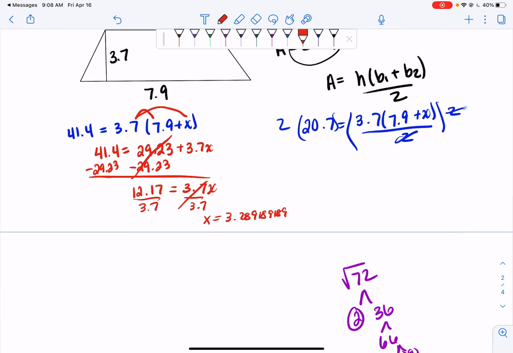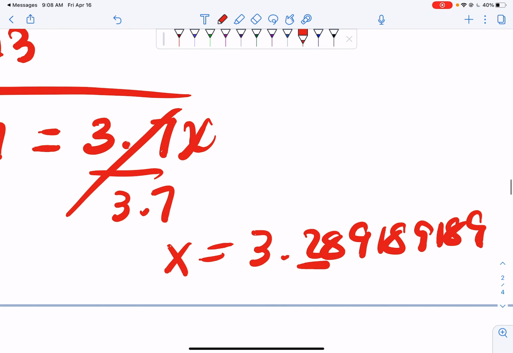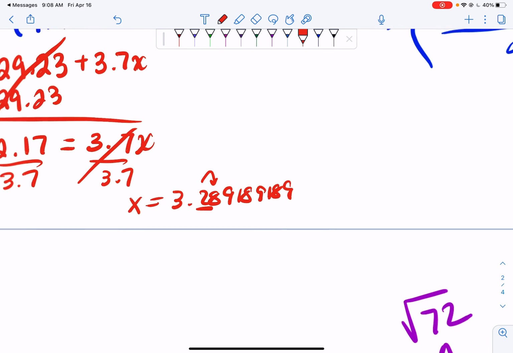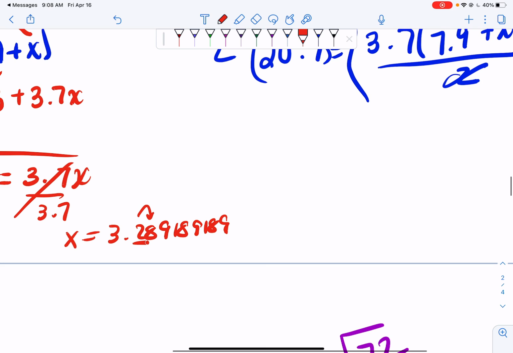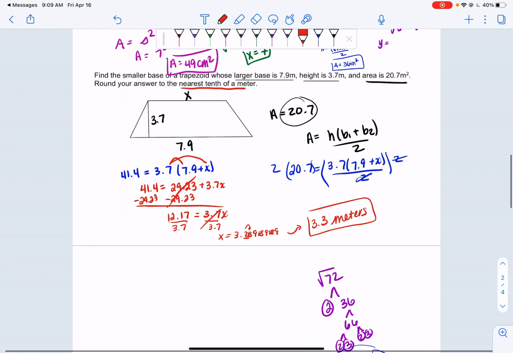3.289189189, and it says I want to round to the nearest tenth of a meter. So I go out 1 decimal, look to the right, 5 or higher, go to the sky. That's definitely higher than a 5, so my final answer is going to be 3.3 meters. And that's your final answer.